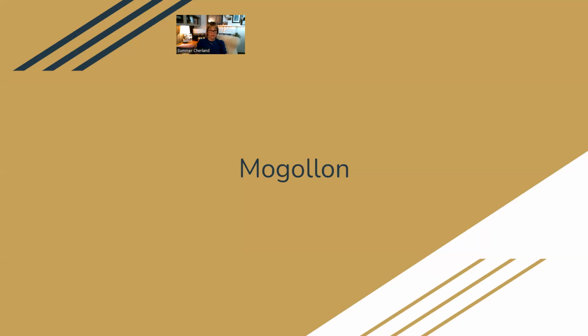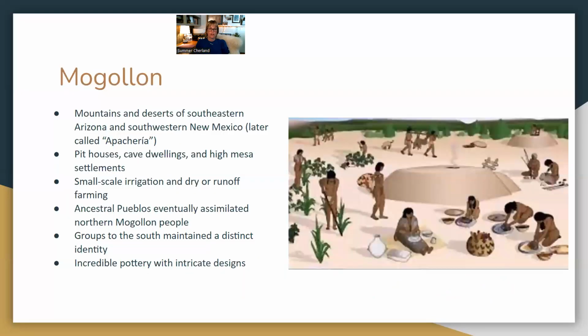All right, finally, the Mogollon. Now, the Mogollon were consolidated mostly in the mountains and deserts of southeastern Arizona and southwestern New Mexico. This is later called Apacheria when the Apache tribe claimed this area. They also had pit houses, cave dwellings, and high mesa settlements. We believe they lived on small scale irrigation, so not those large community-wide canals that the Hohokam were known for, more runoff farming, maybe little ditches here and there.